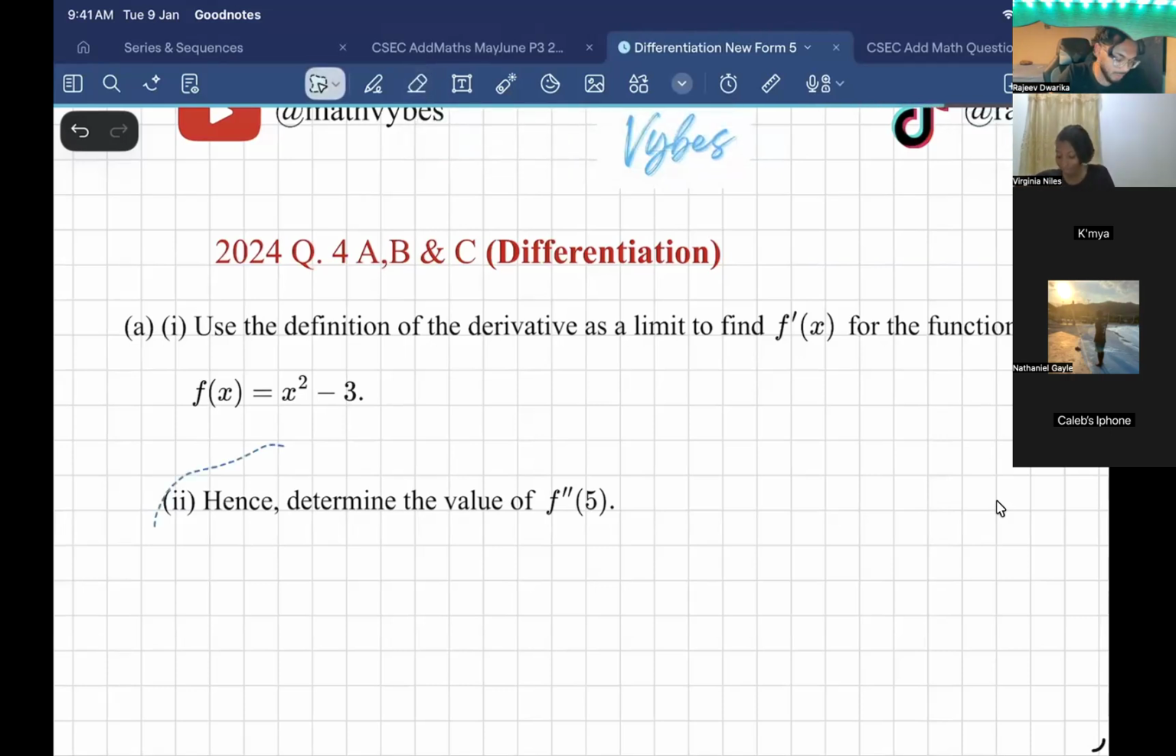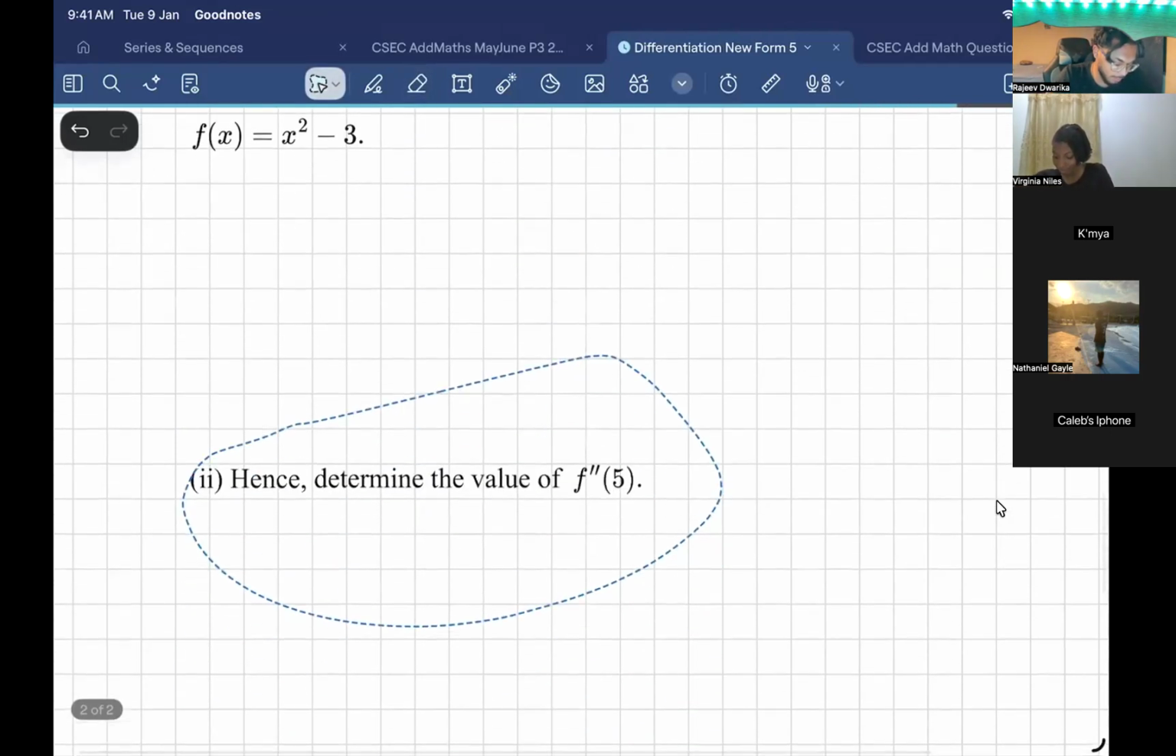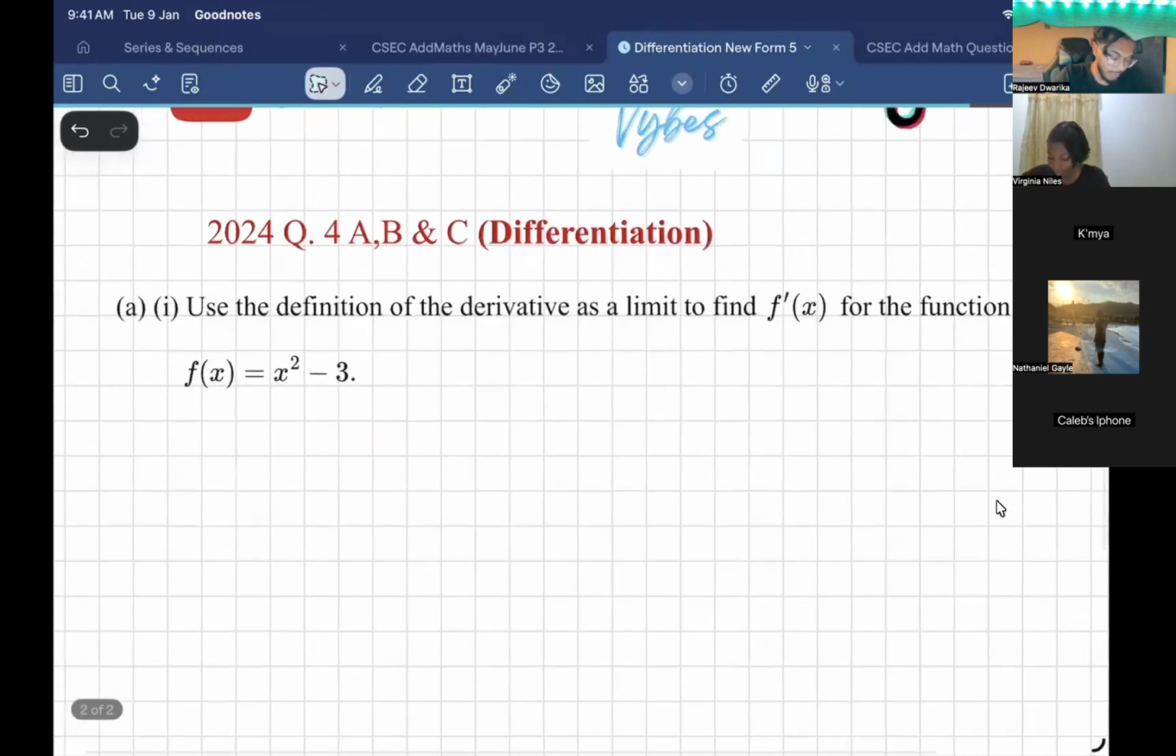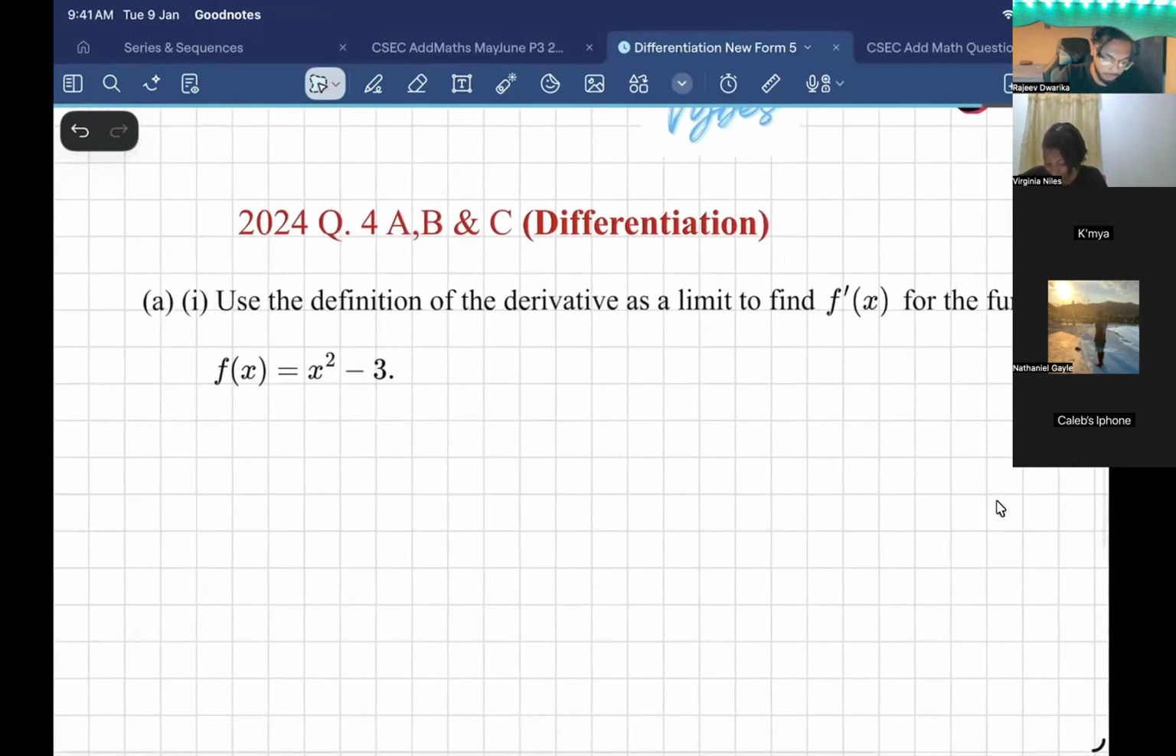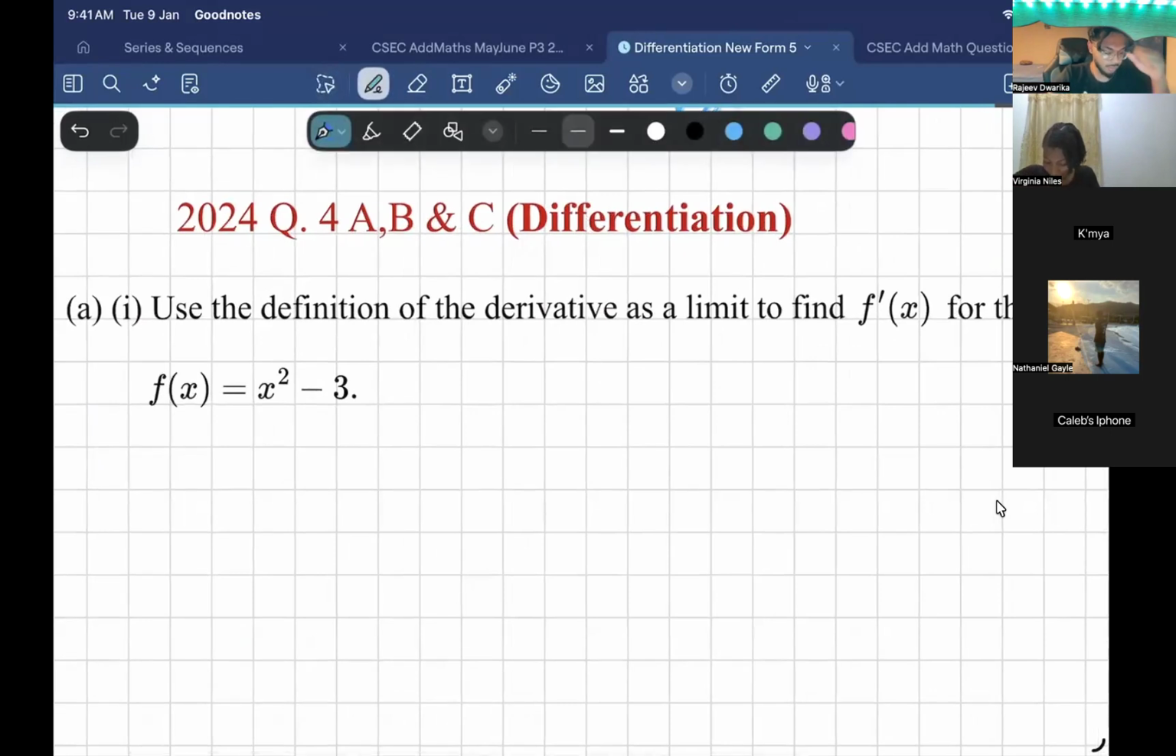I'm going to let Nathaniel and Caleb help me with this question. I promise you it is nothing that we didn't do before. If you're having trouble with this, most likely you have a problem with functions and expanding brackets. But I wouldn't say it's something different. Okay, so to start this off, we want to find the first derivative. What would I use to find the first derivative? Tell me, Nathaniel.